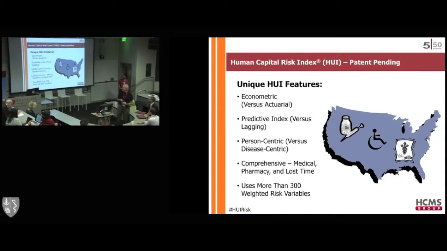So some characteristics of this risk index that is person-centric rather than disease-centric is that, first of all, we calculate this using econometrics rather than actuarial science. I don't know, any actuaries in the room? Any economists in the room?